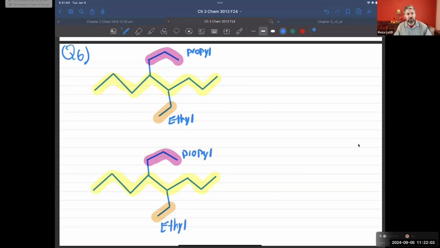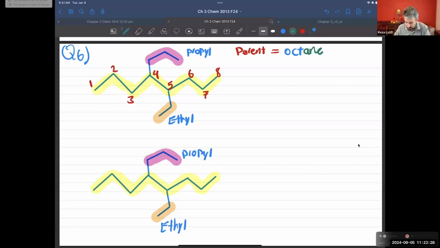Okay, let's label them. We can start from the left side: 1, 2, 3, 4, 5, 6, 7, 8 carbons. So what's the name of the parent? The parent, because it's made of 8 carbons, will be octane. Okay, octane. Now, how do you want to name this compound?